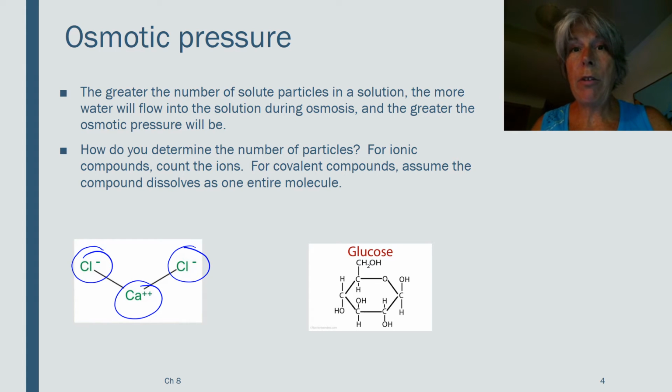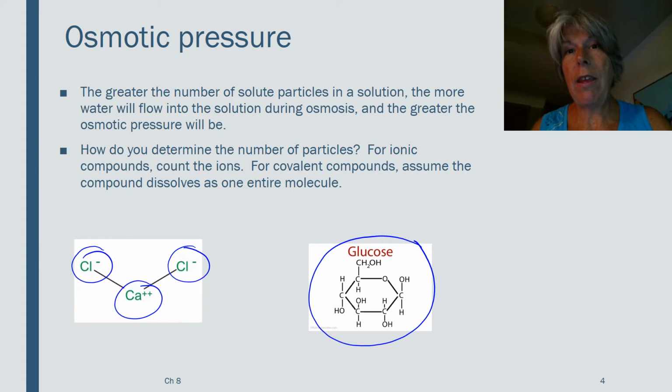If we have a solution of glucose, the glucose molecules are held together by hydrogen bonds, but as the water separates those hydrogen bonds, the entire glucose molecule stays intact, and so the solution of glucose has only 1 particle for each glucose that's dissolved in the solution.